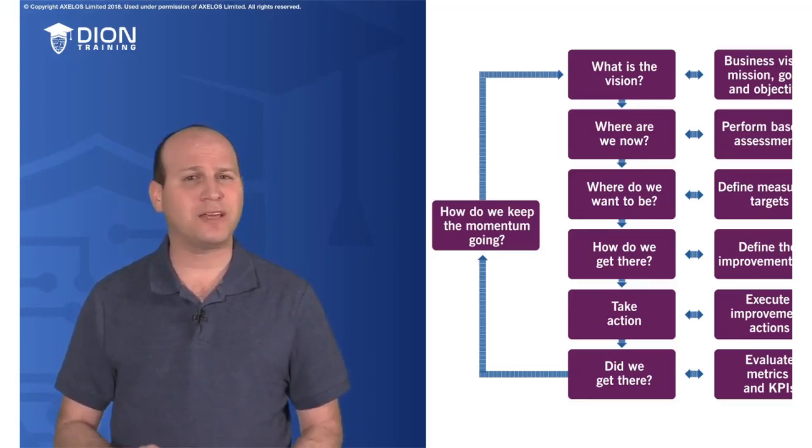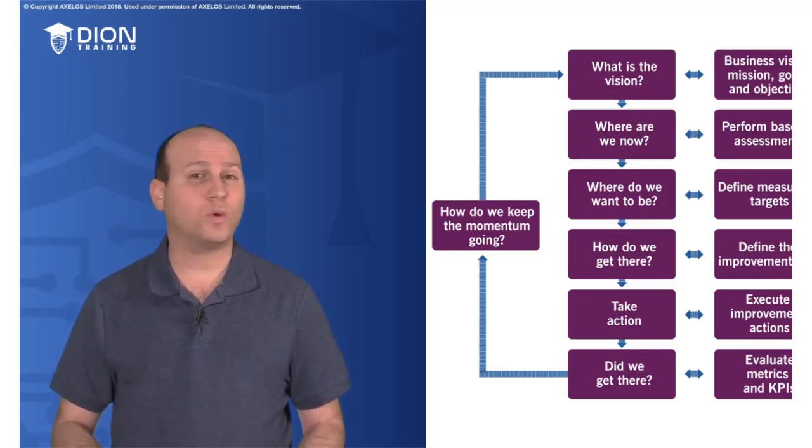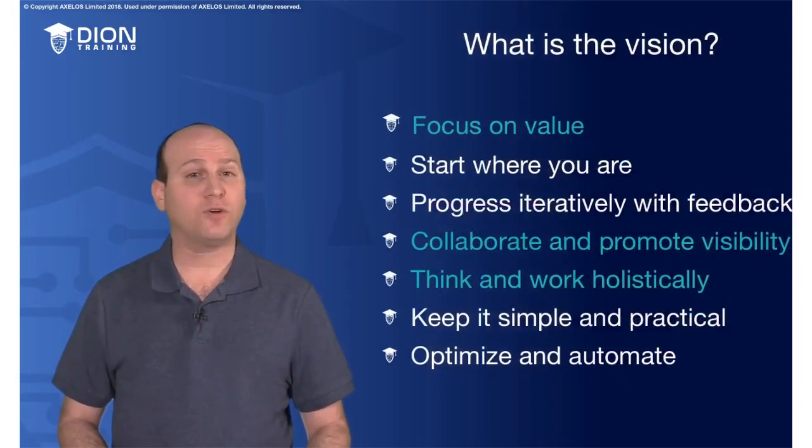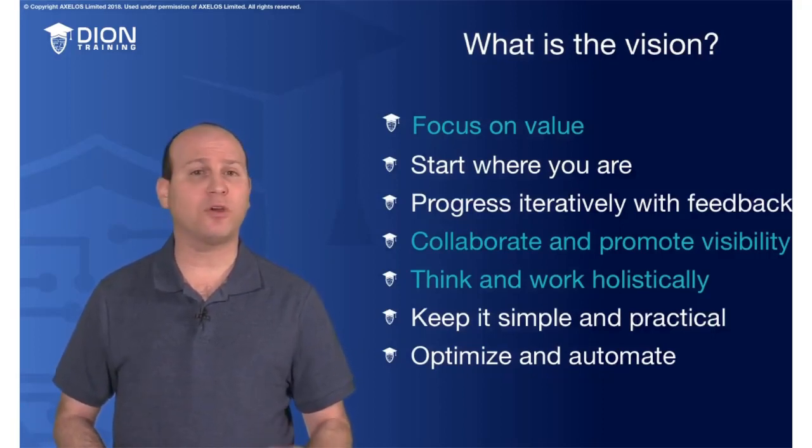So we're going to go through the 7 steps again really quickly one more time. But this time, we're going to link them back to our useful guiding principles for each step, and we're going to figure out which ones are the most useful. First, we have what is the vision. When we're thinking about the vision, we want to have a focus on value.